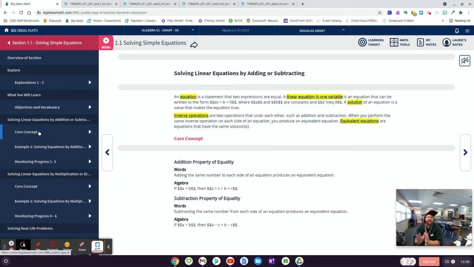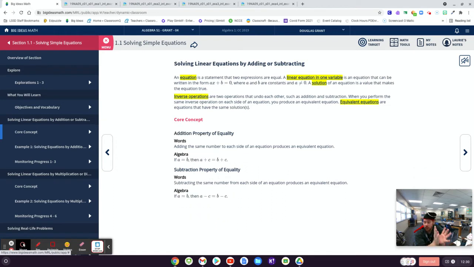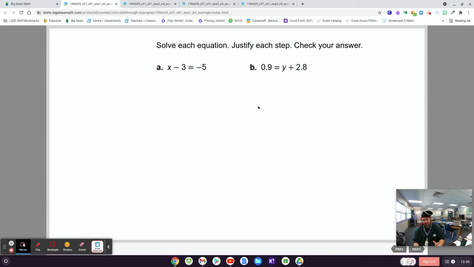So the first thing you're going to need is to be able to solve linear equations by adding or subtracting. So these are straight up equations using addition and subtraction. So let's jump into some examples of that. So the first one, solve x minus 3 equals negative 5. Go ahead and try that now. You might want to use some scratch paper. All right, now let's see how you did.